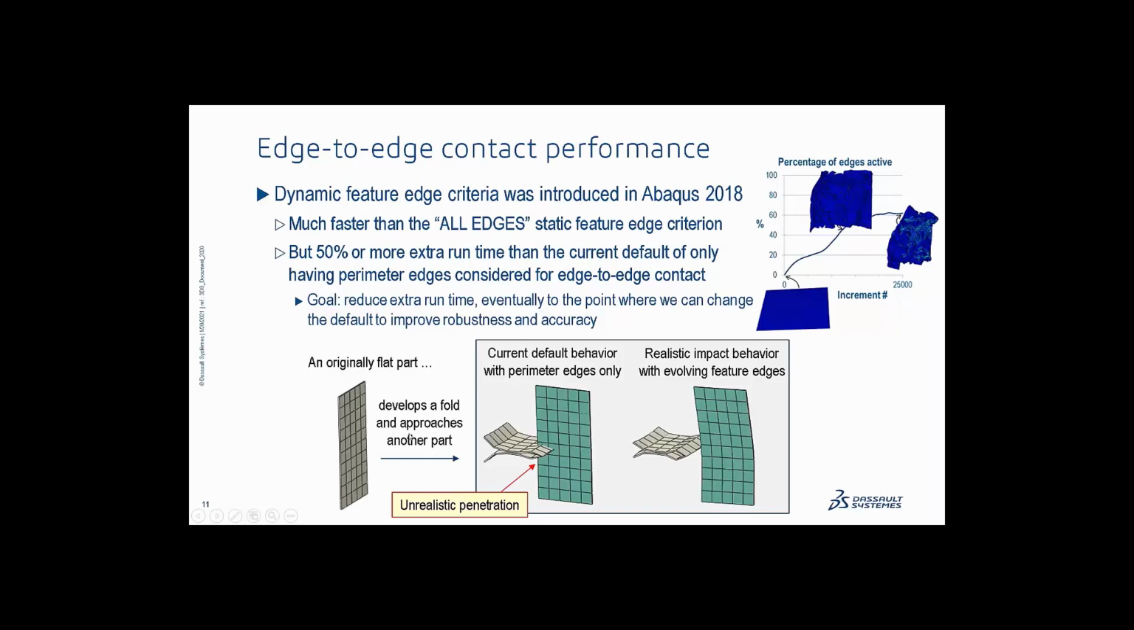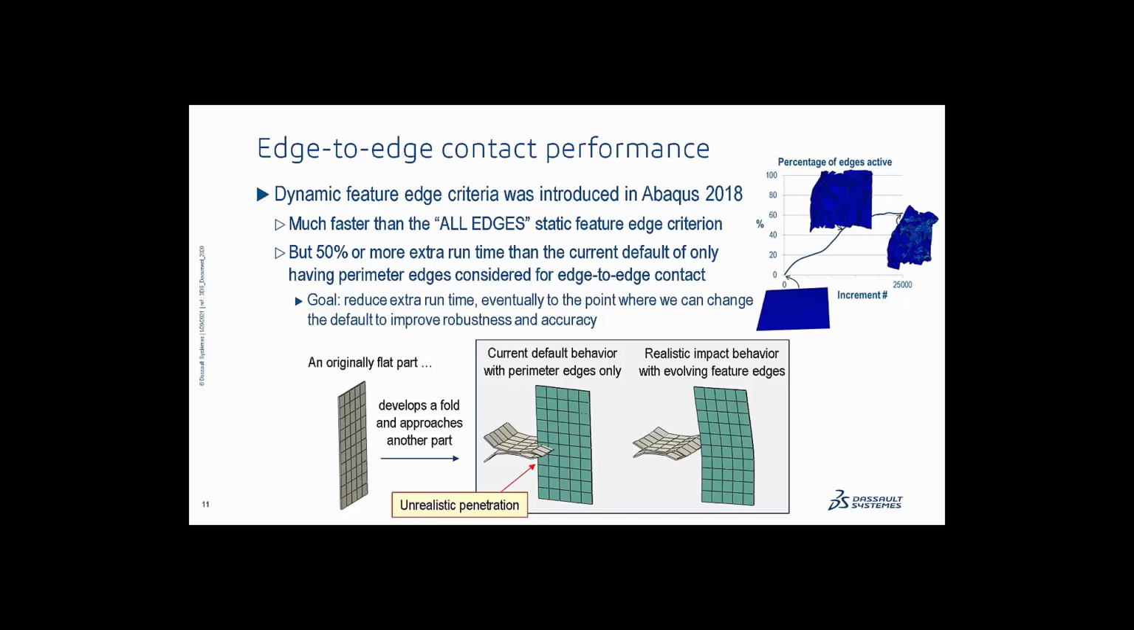As it accelerates and is going to impact this other part, it develops a fold. And you can see, if we only consider the perimeter edges and not this feature edge that evolves during the simulation, we can't capture that contact correctly. So with the evolving feature edge, we're able to track that this edge has formed and then enforce contact there. So that's the goal of dynamic feature edges. We want the best of both worlds. We want to be as fast as we possibly can and as robust as we possibly can.